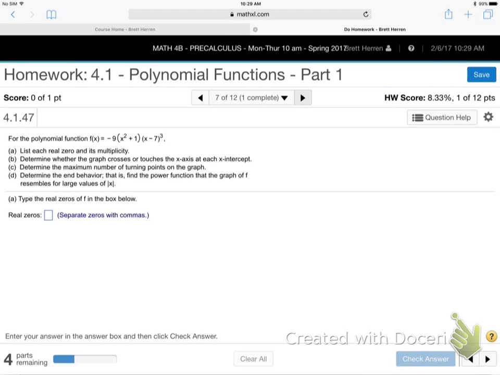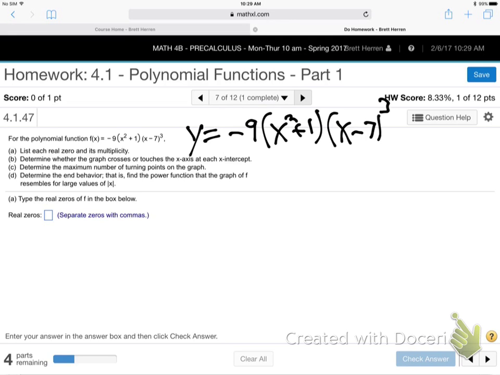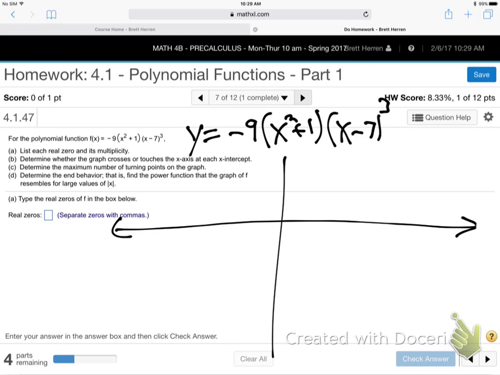All right. So this is y equals this thing. Let me write it over here. Y equals negative 9 x squared plus 1 x minus 7 cubed. Okay, it says list each real 0. Let me just jump right to the graph. I do agree with the picture worth 1,000 words thing. Seems to be true. I think if we can just get a rough graph, a picture of this thing, I think all the questions will be piece of cake at that point. You can kind of get a general look at the picture. So let's do that.